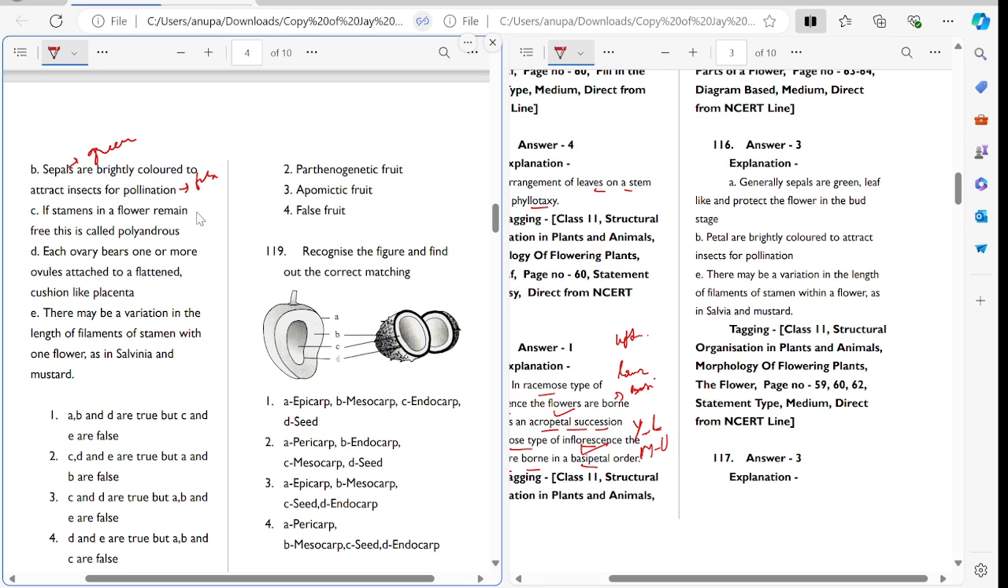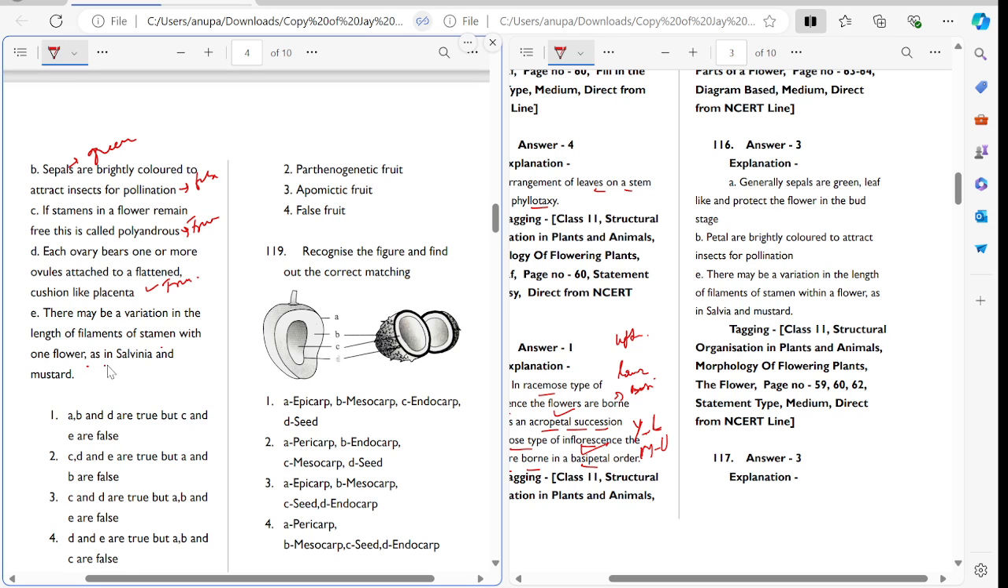If stamens in a flower remain free, it is called polyadelphous. So this is the correct statement. That is, when stamens in a flower remain free, this is called polyandrous. So this is true. Let's move to the next statement. It says that each ovary bears one or more ovules attached to a flattened cushion-like placenta. This is also true.